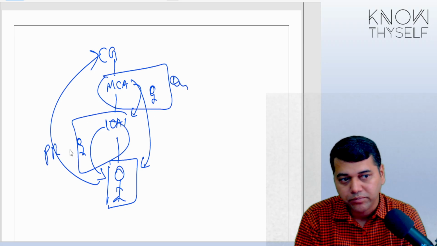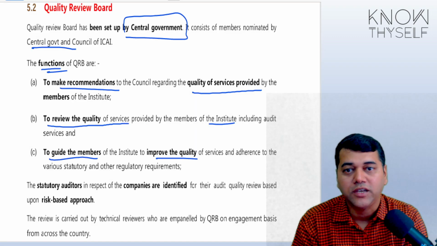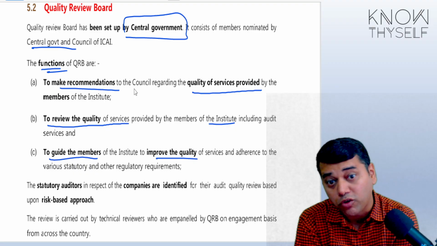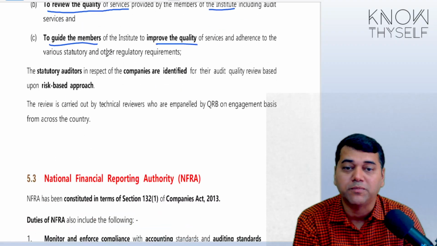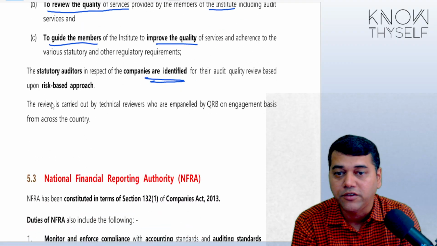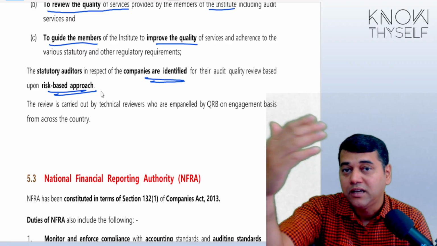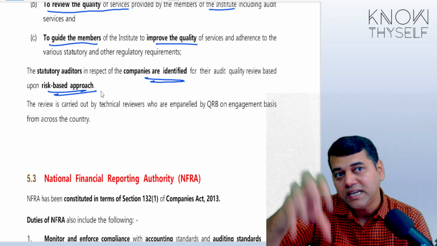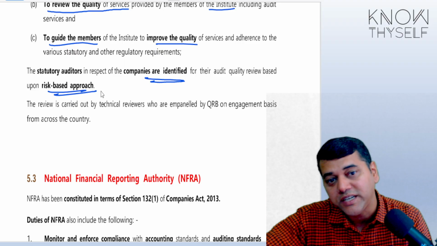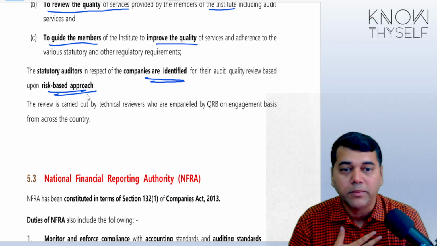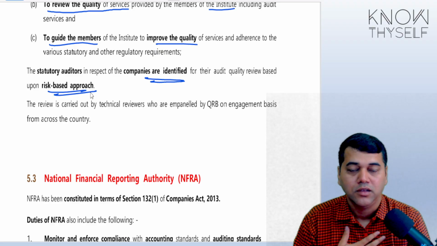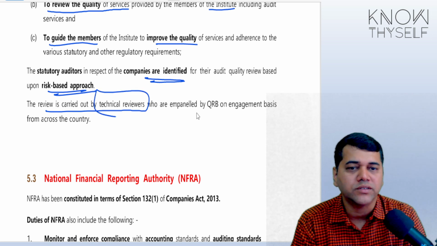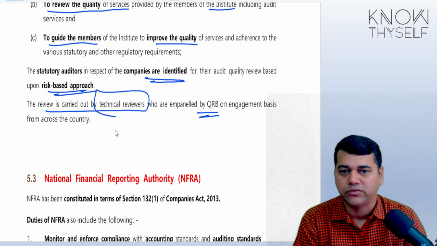Peer means colleague. So here the focus is on the work, what you have done, to make recommendations for the quality of the services. Statutory auditors in respect of companies are identified for quality review based on a risk-based approach. That means if they see that LIC is a very risky organization, they can get the quality review of the auditors of LIC. Why? Because the government wants assurance, because the government investment is there. So quality review is more like an internal auditor of the government. The reviews are carried out by technical reviewers, empaneled by the Quality Review Board from across the country.